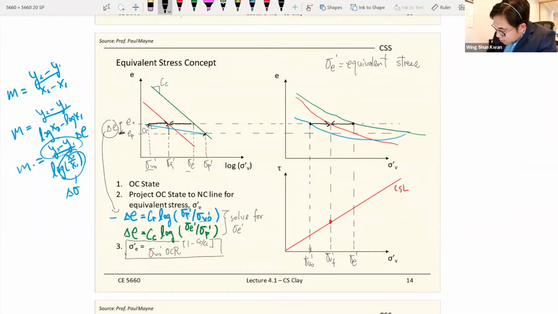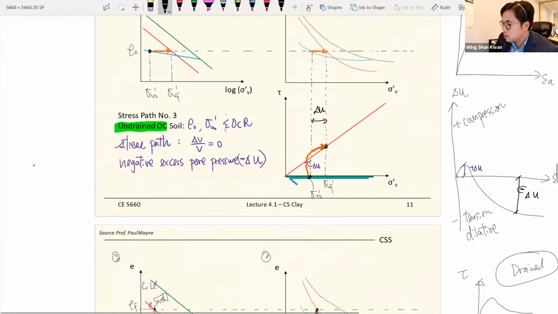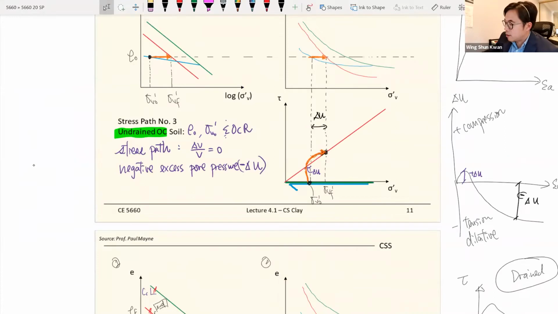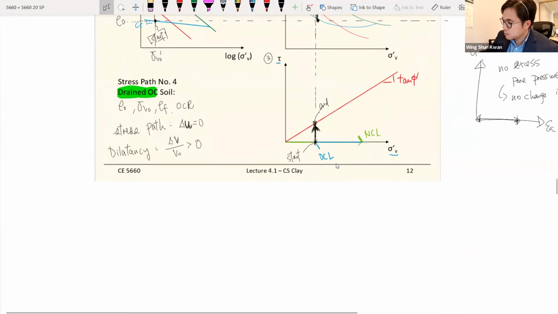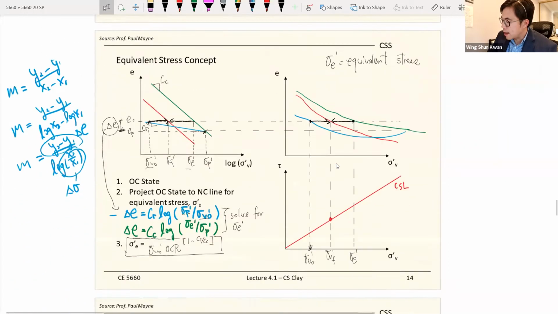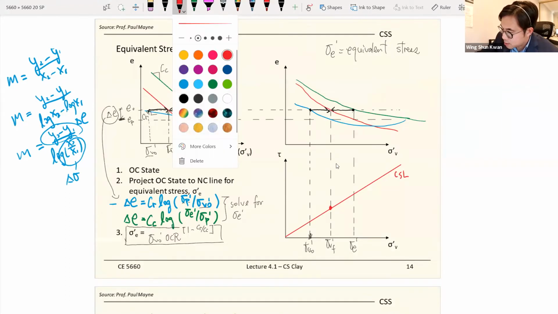So this is where we start, right? This is where we start, and this is an overconsolidated soil. And in undrained conditions, remember, like we talked about, in undrained conditions we will get a curve like this. What's a stress path? We spent a fair amount of time talking about this, like Tuesday and also last week. So how does the stress path look in this case?